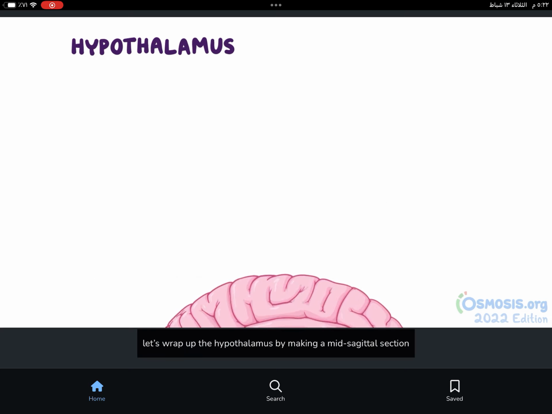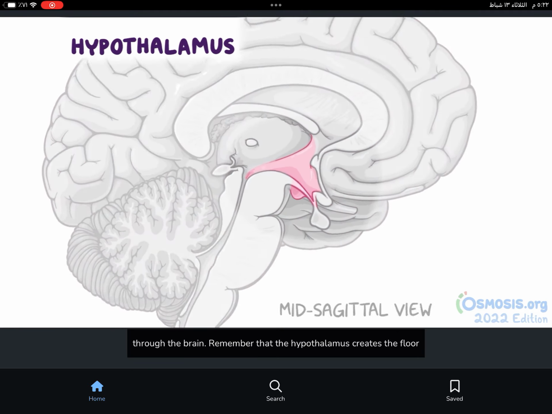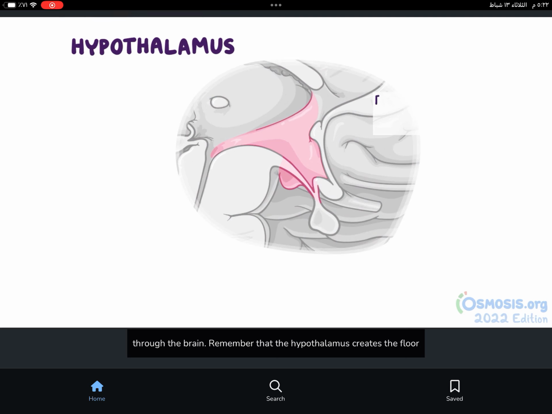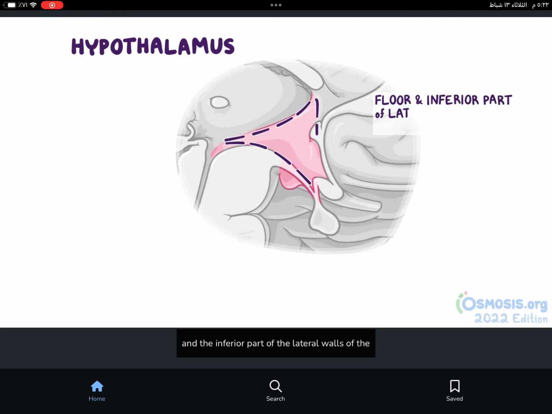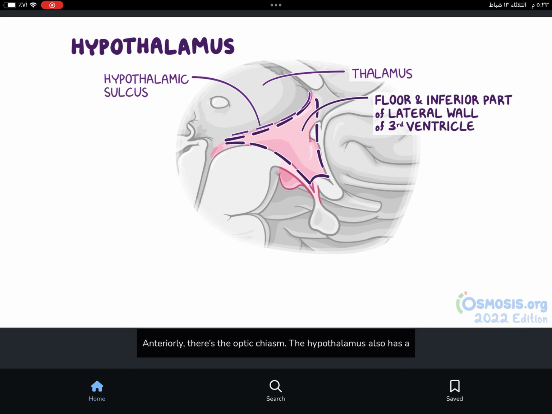Okay, let's wrap up the hypothalamus by making a mid-sagittal section through the brain. Remember that the hypothalamus creates the floor and the inferior part of the lateral walls of the third ventricle. Superiorly is the thalamus, which is separated from the hypothalamus by the hypothalamic sulcus. Anteriorly, there's the optic chiasm.